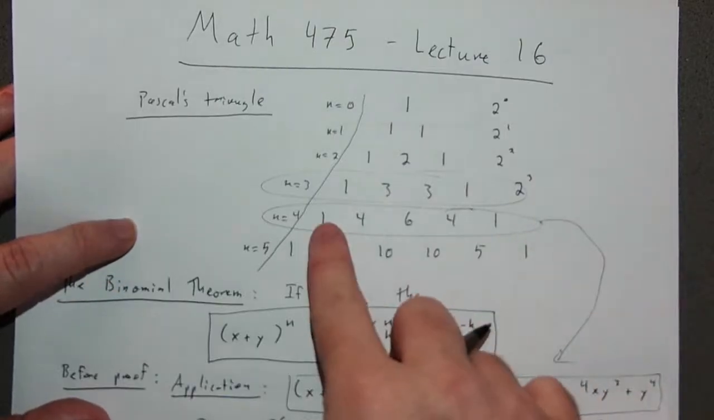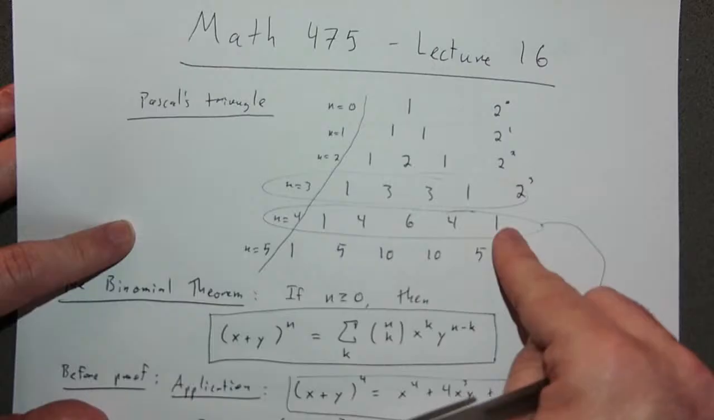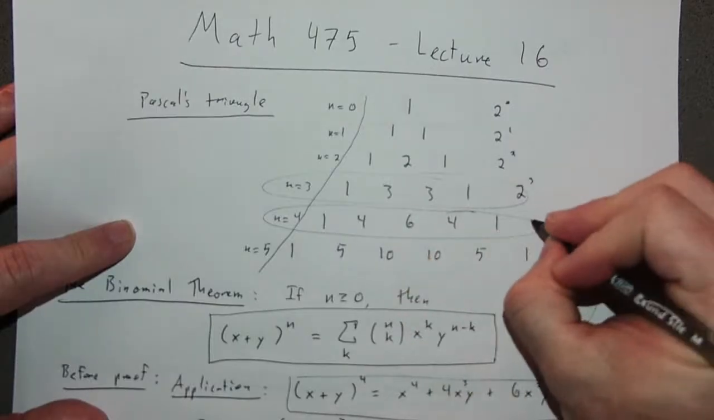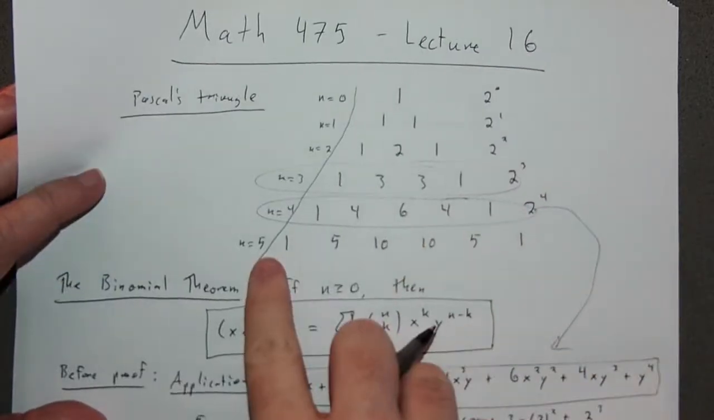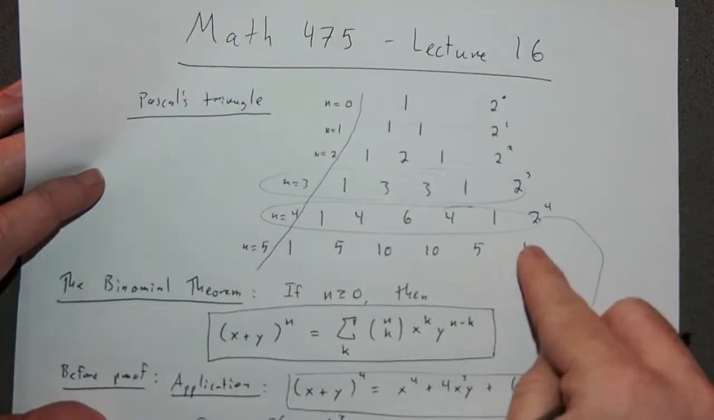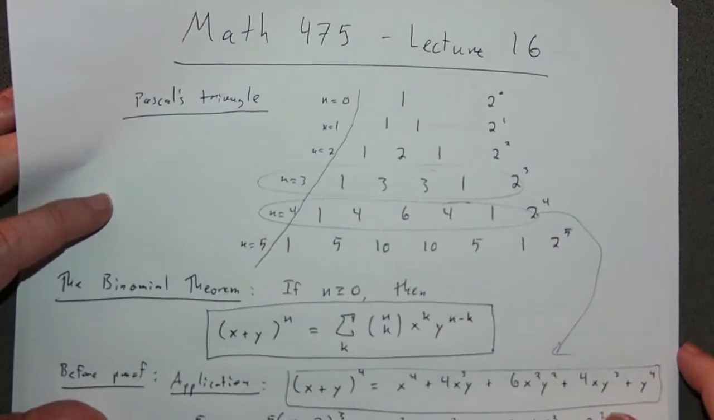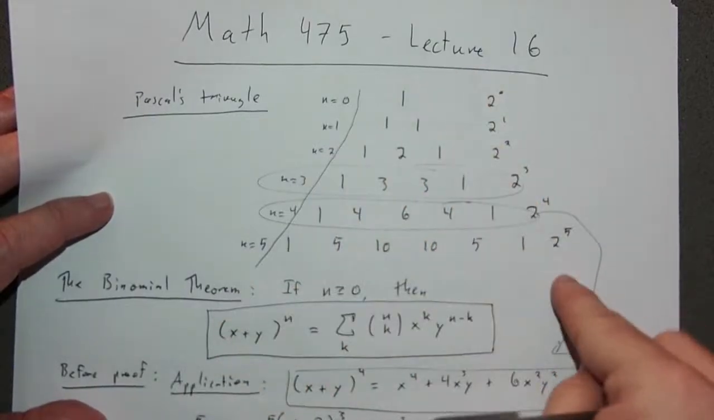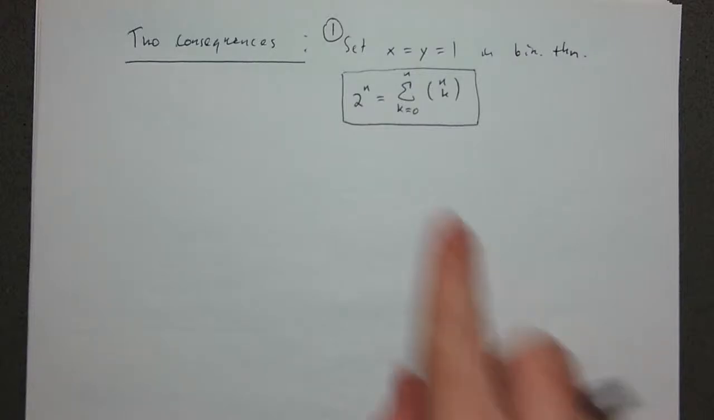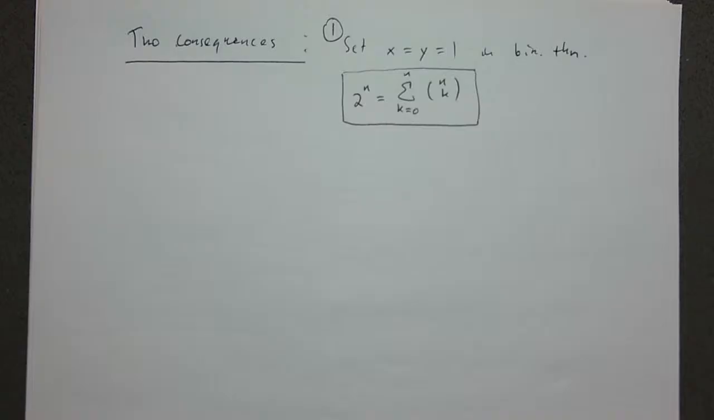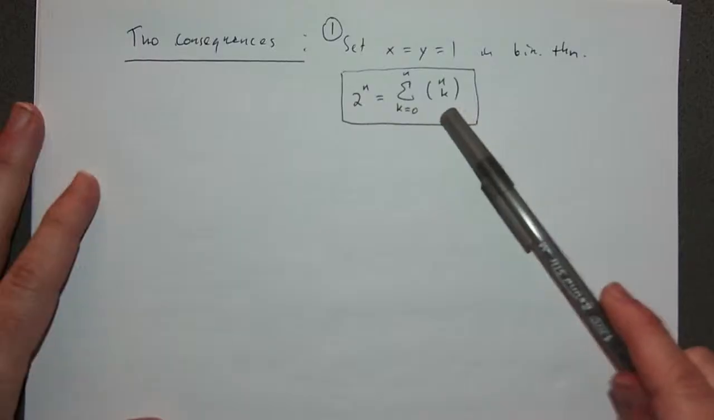All right. 1 plus 4 plus 6 plus 4 plus 1 is 16, which is 2 to the fourth. 1 plus 5 plus 10 plus 10 plus 5 plus 1 is 32, which is 2 to the fifth, and so on. Okay, so summing across each row in Pascal's triangle gives you 2 to that power. But while that's true, the important thing going on here is that this is giving you an interesting count. Think about what the right-hand side is counting.